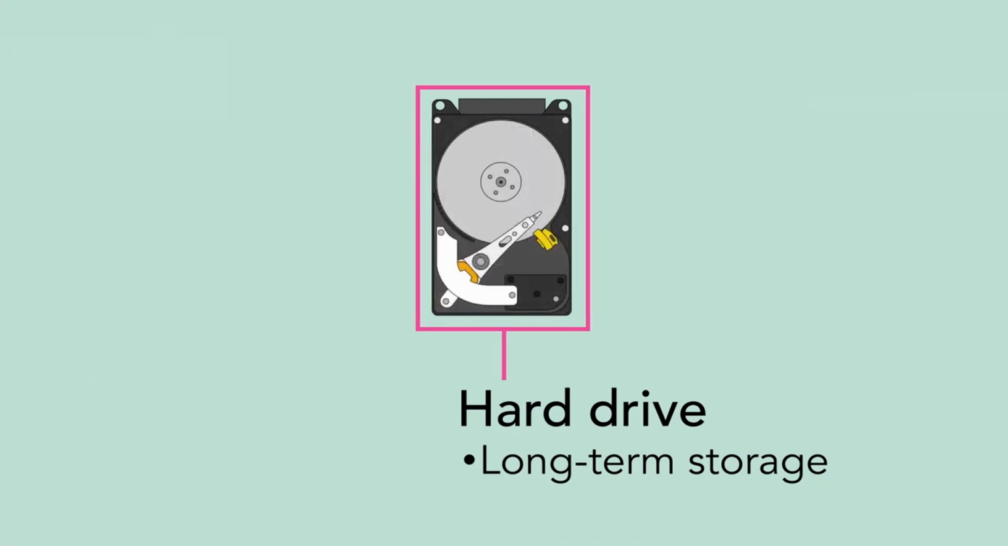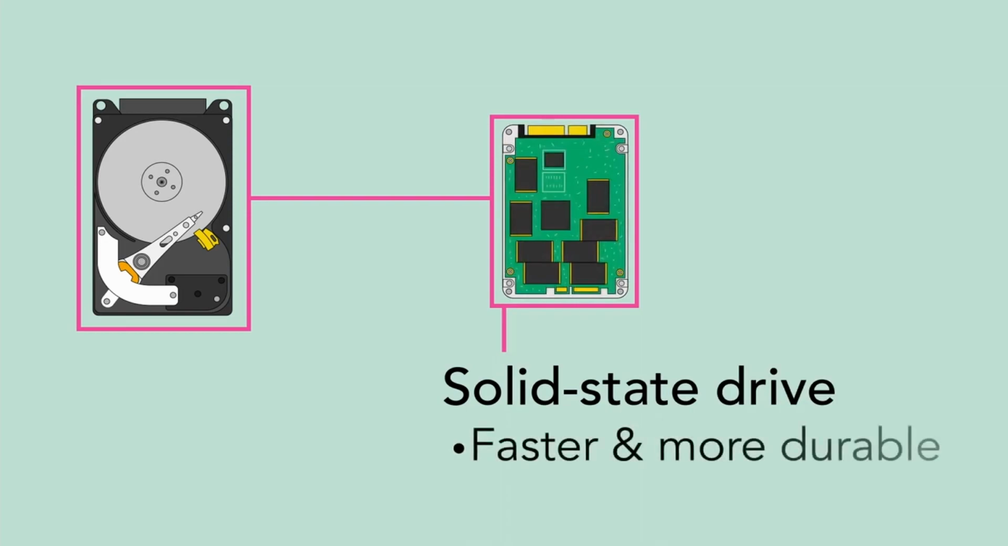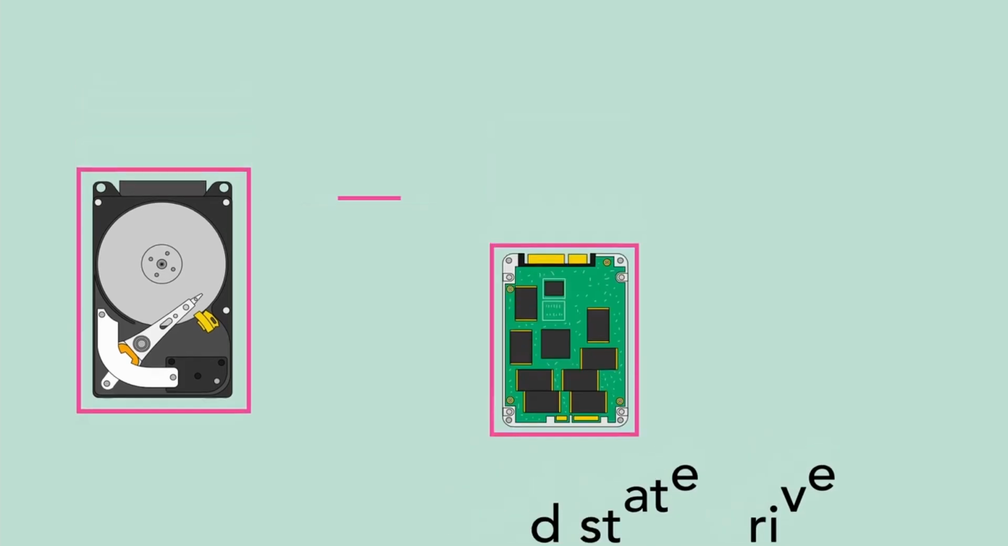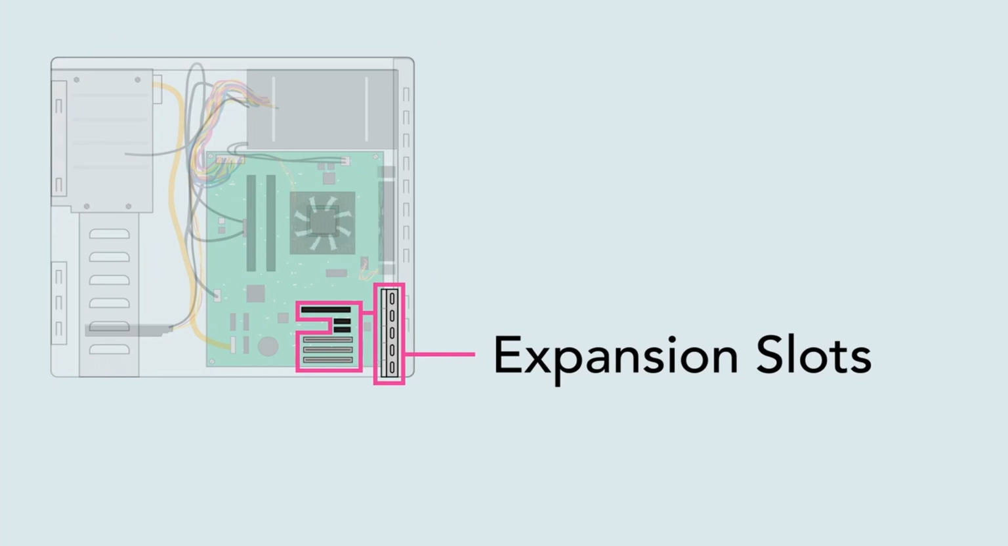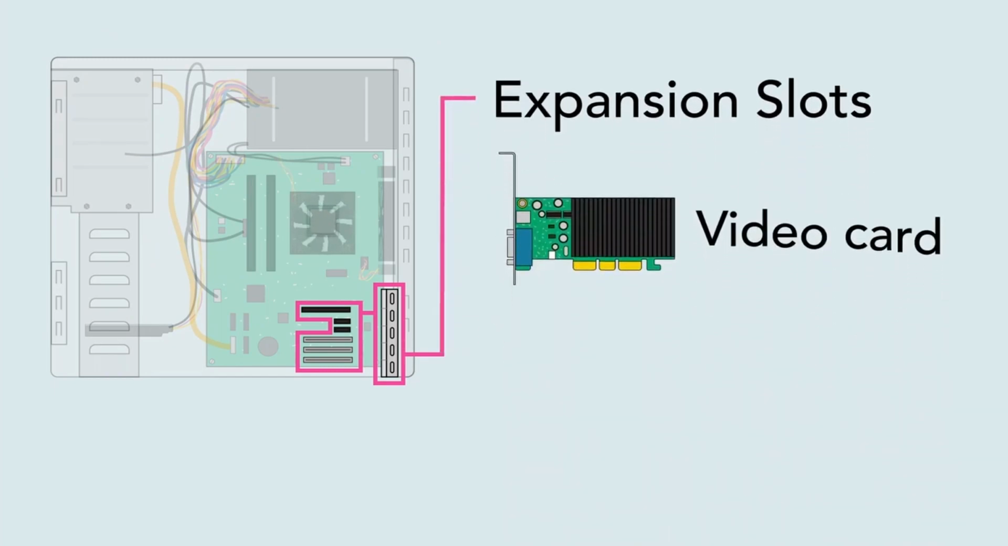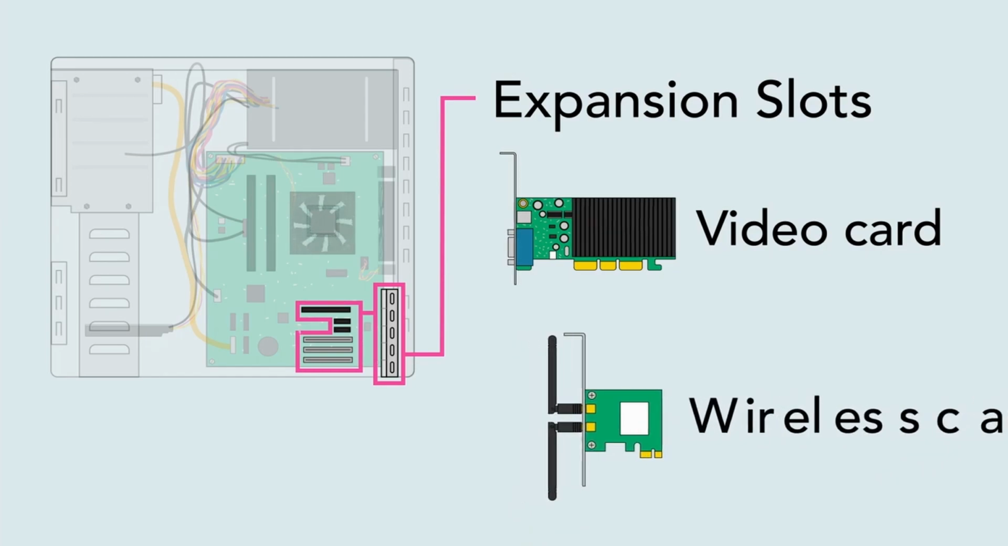Many hard drives use a magnetic platter to store data, but many newer computers have solid-state drives, which are faster and more durable, but also more expensive. On many desktop computers, the motherboard has expansion slots that allow you to upgrade by adding expansion cards. You can add a video card to get better graphics performance, or you can add a wireless card to connect to your wireless home network. Most laptops, however, don't have expansion slots.